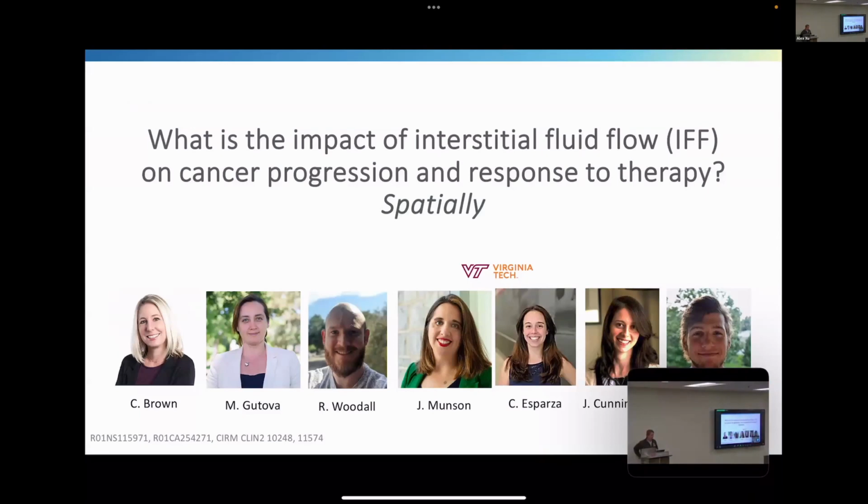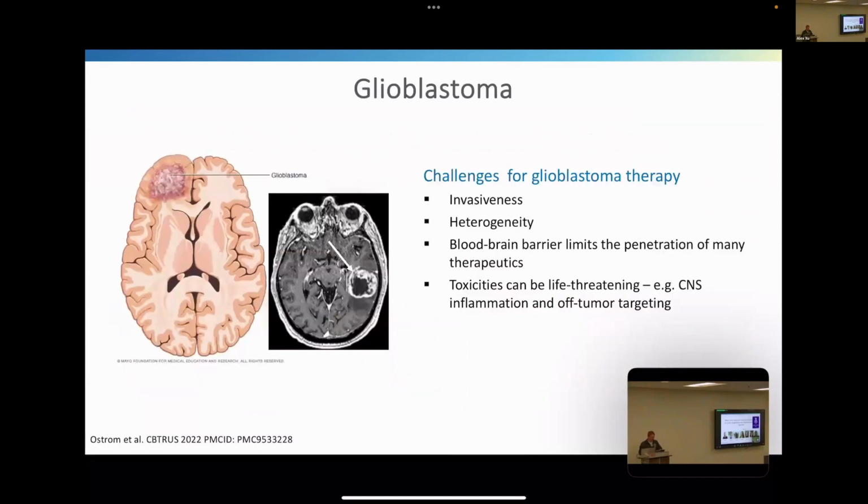And basically, what we're doing, I'm a mathematician, as was summarized in the introduction, is trying to answer this question of what is the impact of interstitial fluid flow on cancer progression in response to therapy from a spatial perspective. And I'll just explain how we're approaching that question. But I want to start with this slide because it highlights the great team we get to work with, from clinicians to biologists to engineers and experimentalists, as a real integrated effort.